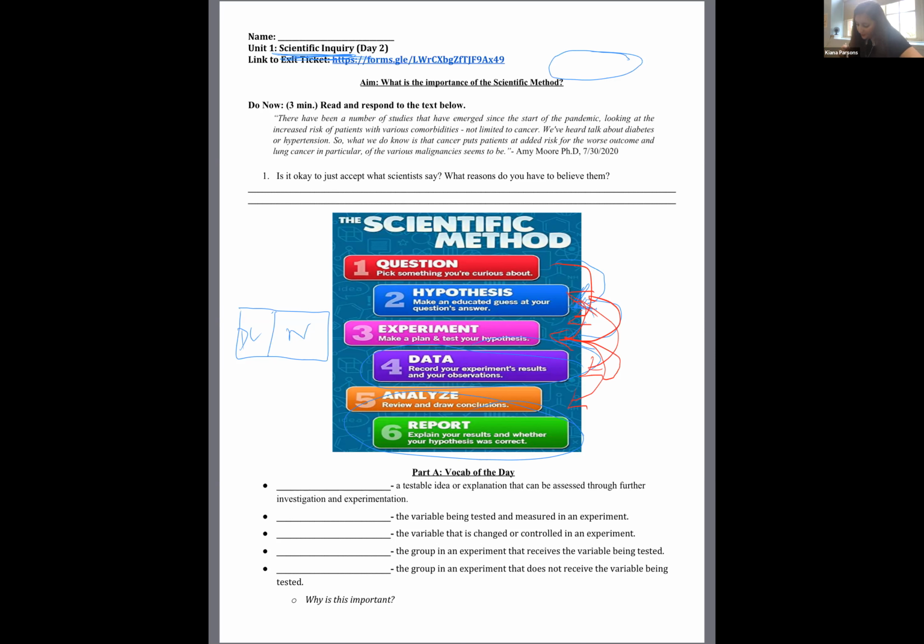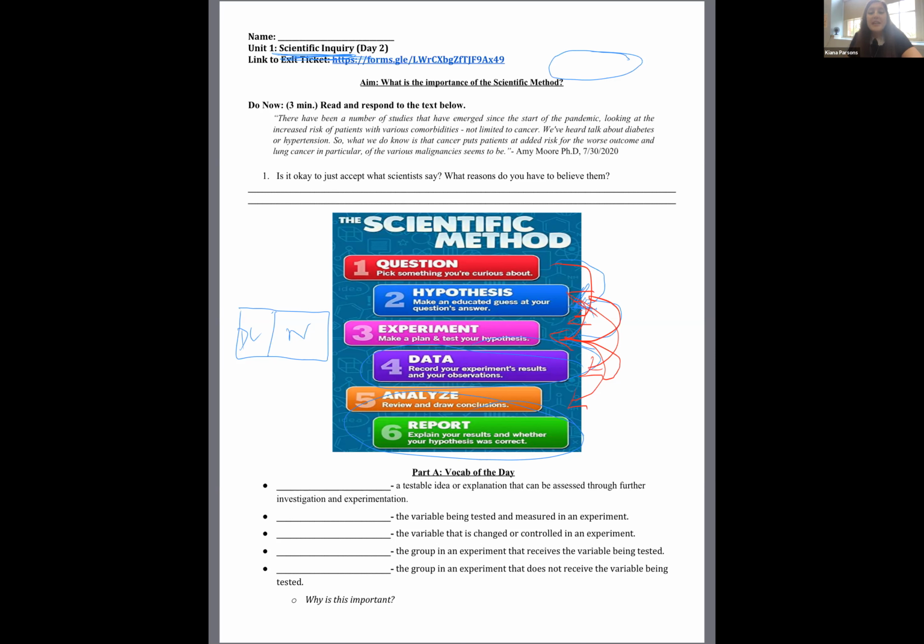So, all of this to say, the process of science is just that, a process. It is a method of learning, of studying our world, and finding out information about our planet. So, now let's go ahead and look at the do now. So, read and respond to the text below.